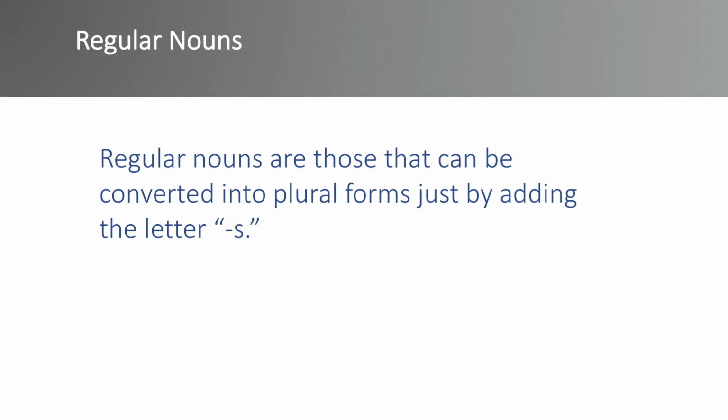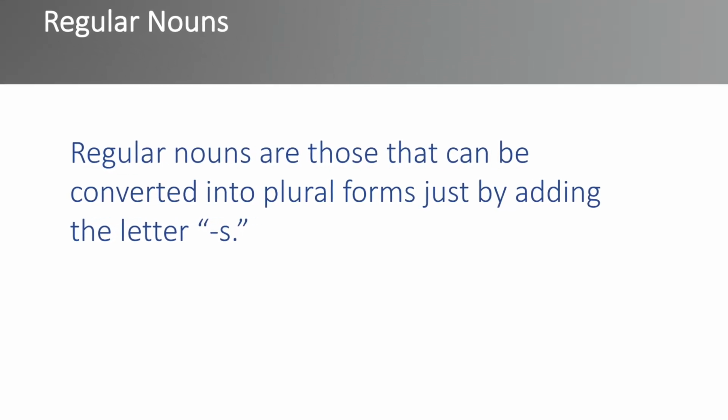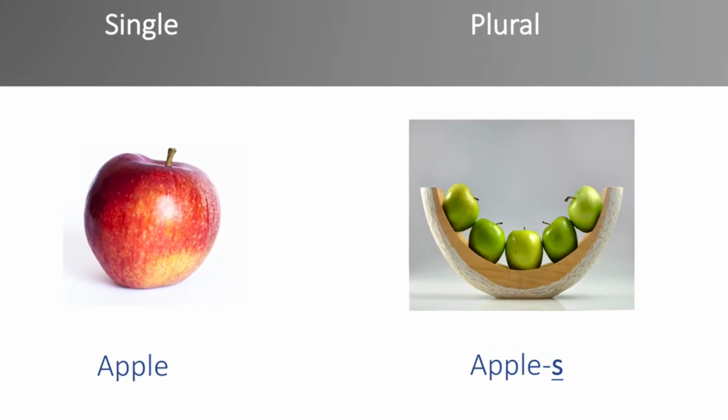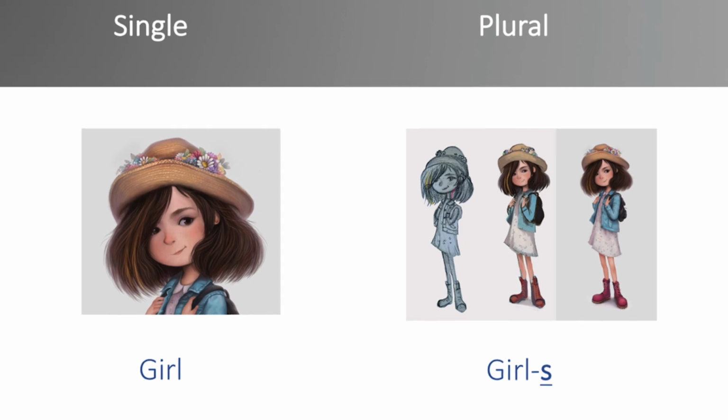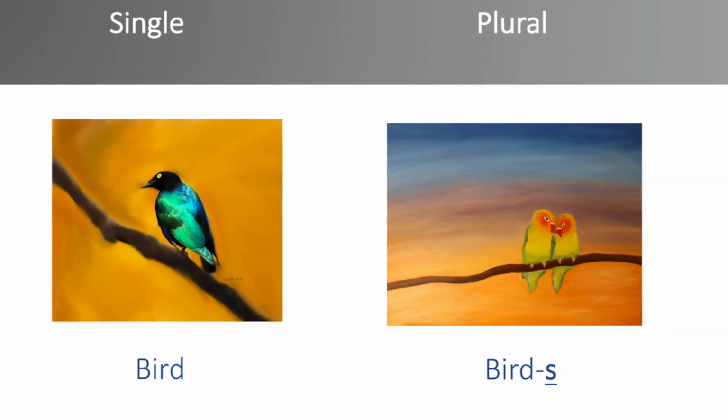Regular nouns. Regular nouns are those that can be converted into plural forms just by adding the letter S. For example, apple and apples, girl and girls, dog and dogs, bird and birds.